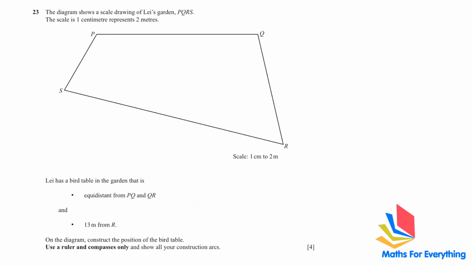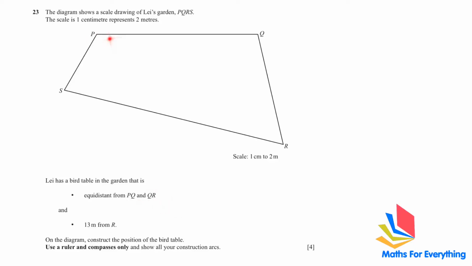Question number 23. The diagram shows a scale drawing of Lee's garden PQRS. The scale is 1 centimeter represents 2 meters. Lee has a bird table in the garden that is equidistant from PQ and QR and 13 meters from R. On the diagram, construct the position of the bird table. Use a ruler and compass only and show all your construction arcs.